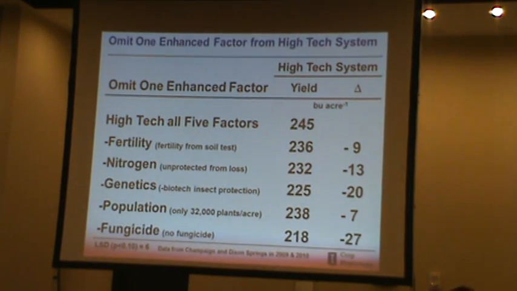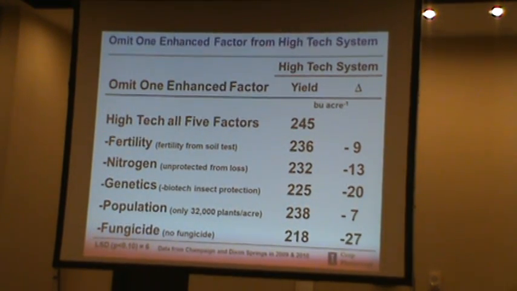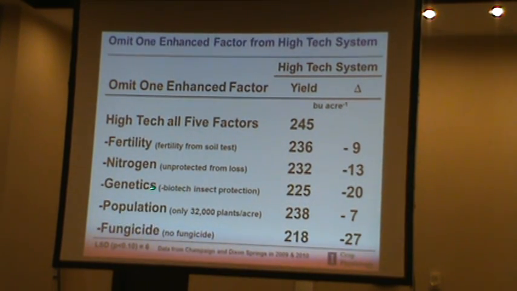And now I'm looking at the impact of omitting the factor from the package. In other words, if I left out that extra fertility, I lost 9 bushels. If I didn't have that extra nitrogen that was weather protected, I lost 13. If I had the refuge genetics, even though I managed the crap out of it, I lost 20 bushels.